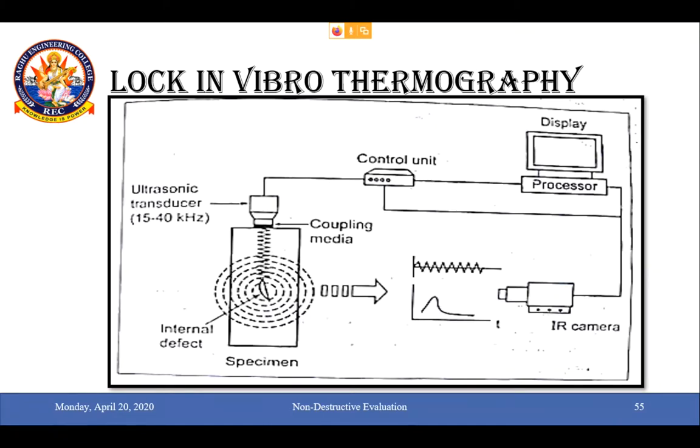Whenever you are dealing with ultrasonic energy, a coupling media plays a very, very important role. Without coupling, there will be a lot of losses. We have studied all these things in our unit 2, so let us not waste our time on that. So coupling media is there, there are internal defects, there is a specimen, and the output signal is also shown here. This setup is known as lock-in vibrothermography.